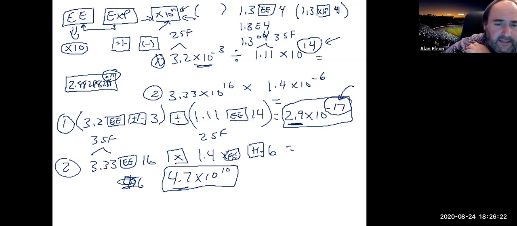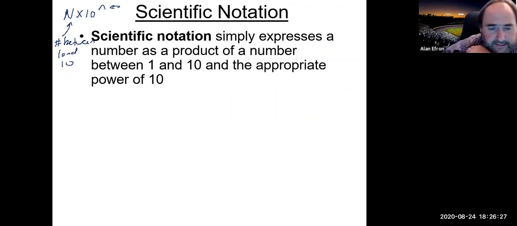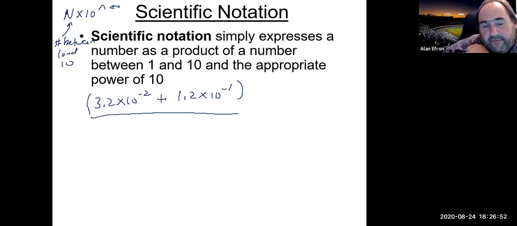Yeah, we could do one more example. Let me just find somewhere I could scribble one. Let's do a couple of things together. Why don't we do 3.2 times 10 to the minus 2 plus 1.2 times 10 to the minus 1, and let's divide it by 3.25 times 10 to the 6 and see what you come up with. And also try to get the right sig figs when you're all said and done.